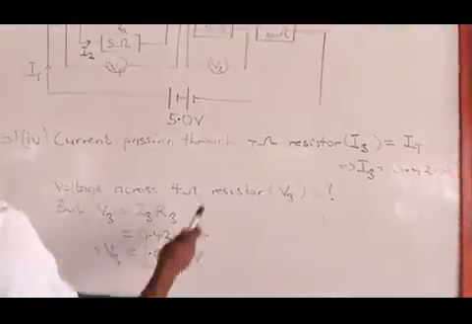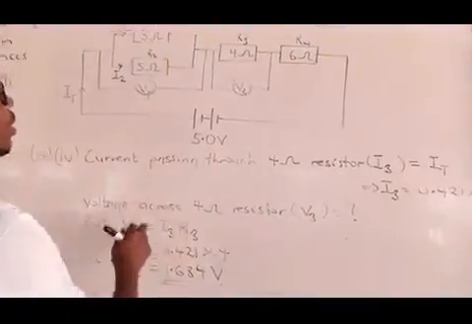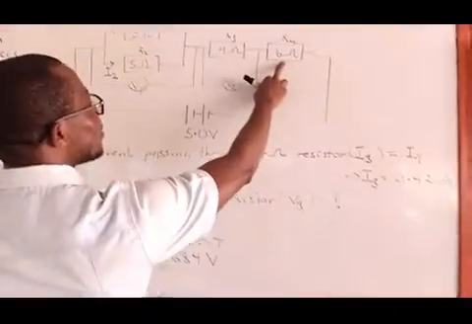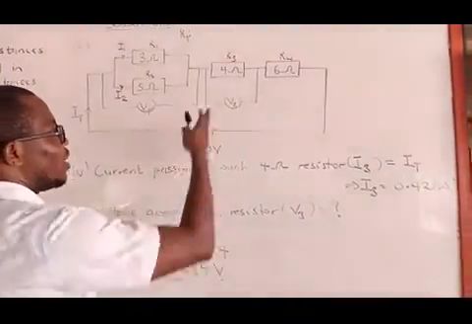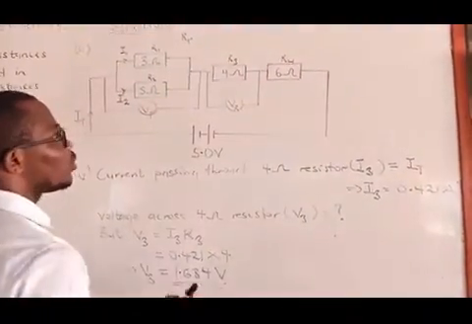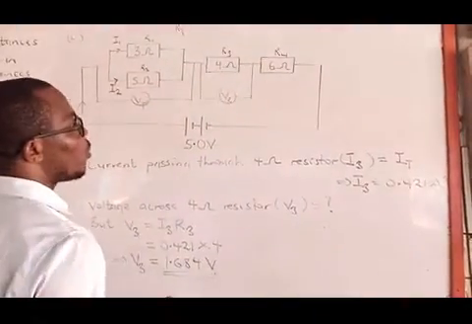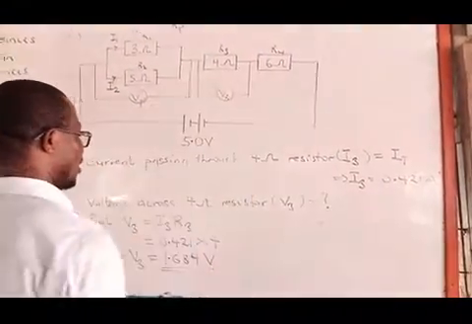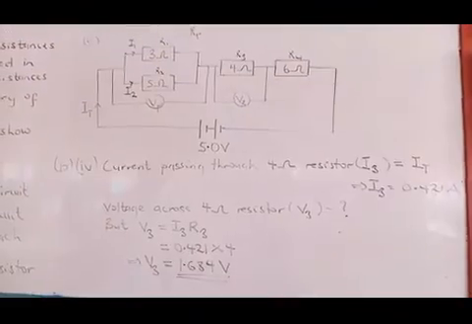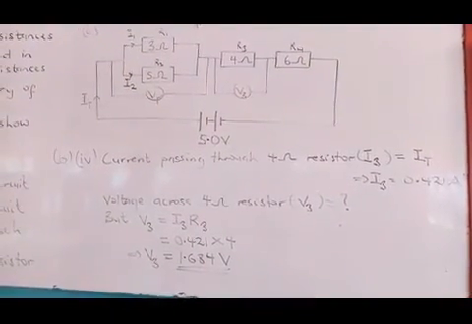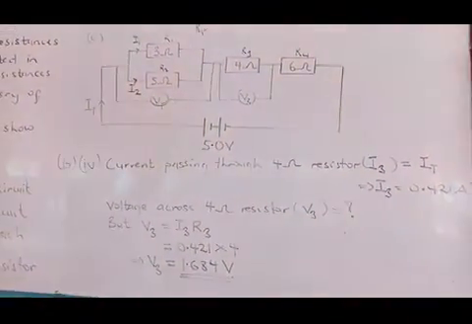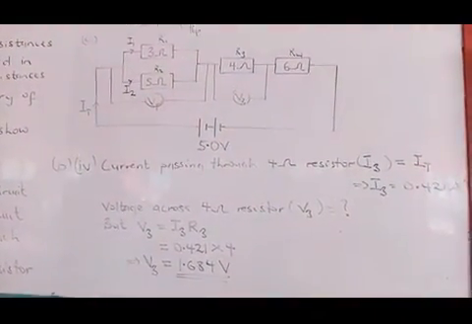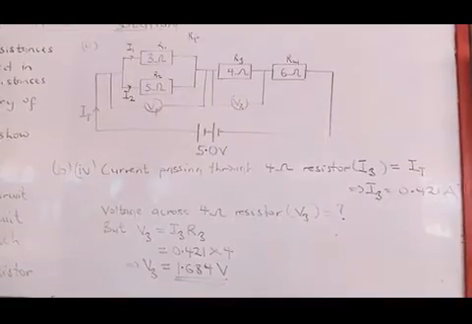Similarly, if you're supposed to find the voltage across the 6 ohm resistor, the current flowing through the 6 ohm resistor will also be equal to IT. So if you want the voltage across the 6 ohm resistor, it will be the total current, that is 0.421, times 6. And then when you multiply, that gives you the answer. That's the voltage across the 6 ohm resistor. Okay, so this completes question 5.